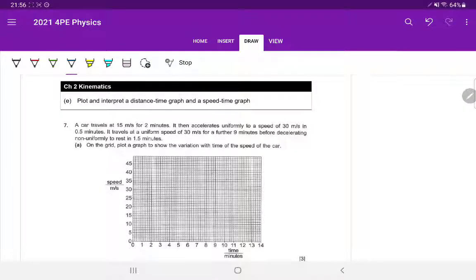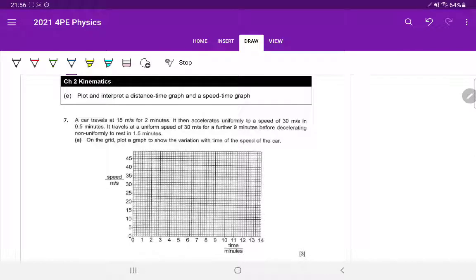The last learning objective that we're yet to cover for kinematics is to plot and interpret a distance time graph and a speed time graph. Actually, I looked through the TYS for really many years, and distance time graph is actually seldom tested. Most of the time it's the speed time graph, and I guess it's because it's a bit more challenging, and there are more things to test about the graph after it's plotted. So I don't have an example for distance time graph here, but you can go and look for one if you want. But we're just going to go through the speed time graph example.